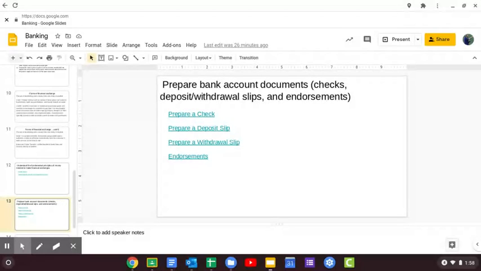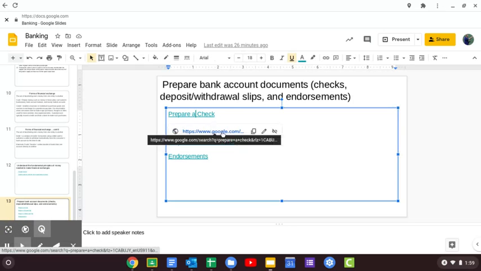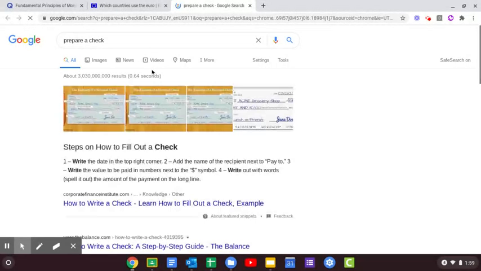So, today, moving a little bit, we'll prepare bank account documents: checks, deposit and withdrawal slips, and endorsements. So, first thing you might want to know, hey, how do we prepare a check? Well, let's click on our trusty old Google link we got here and see what's going on.